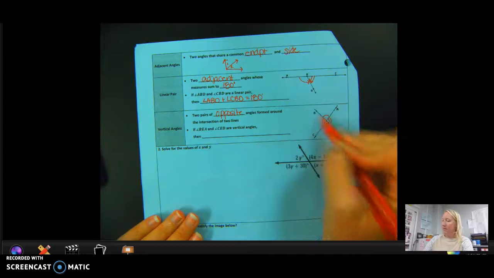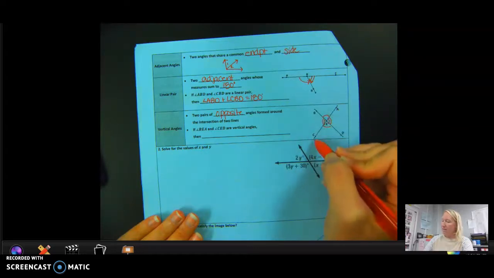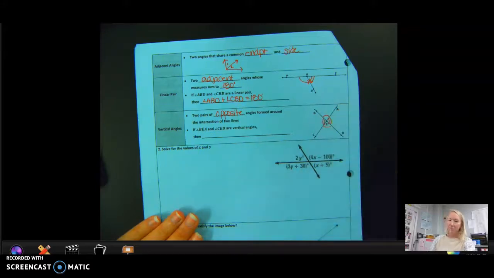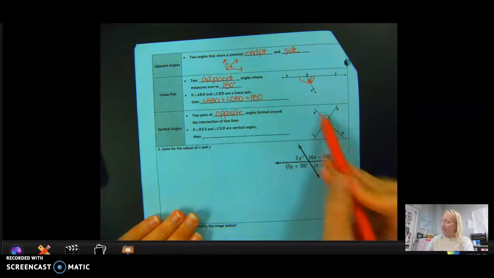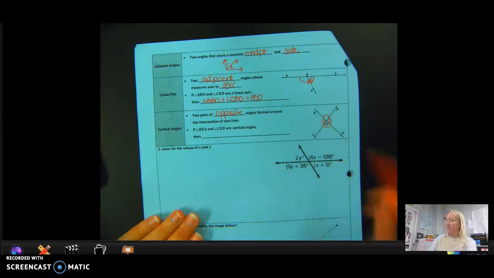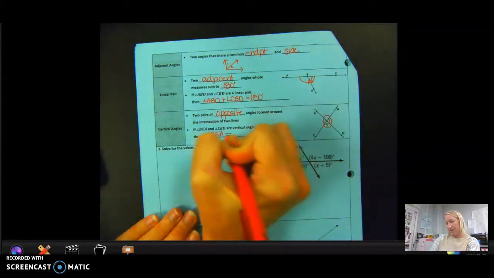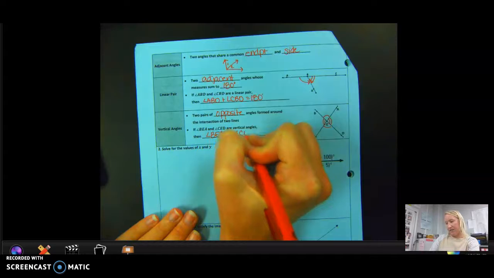So this angle BEA is congruent to DEC. And this angle BEC is congruent to DEA. And those have two arcs in them. If angle BEA and CED are vertical angles, then angle BEA is congruent to angle CED.